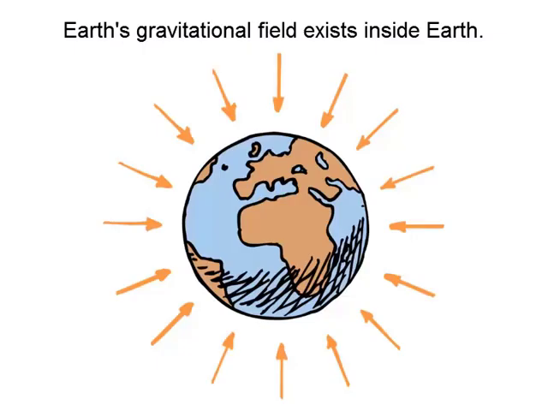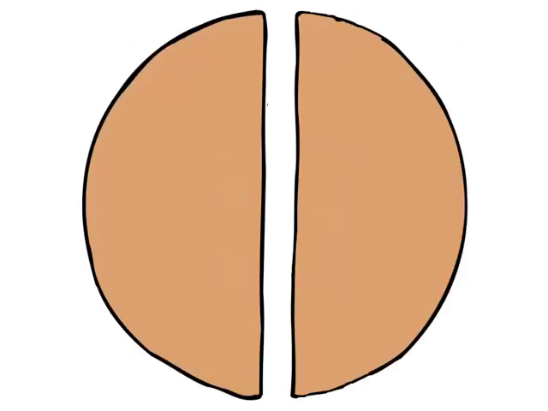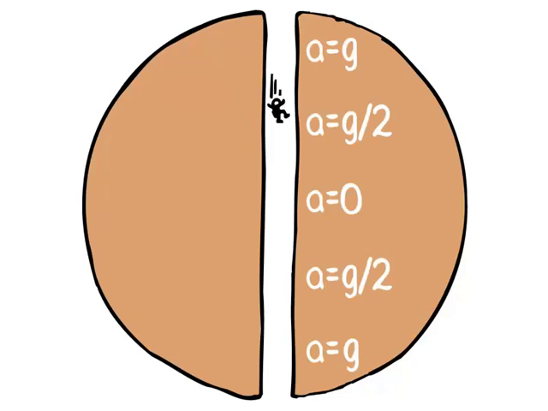The gravitational field of Earth exists inside Earth as well as outside. Imagine a hole drilled completely through Earth. Consider the kind of motion you'd undergo if you fell into this hole. As you fall into the hole, your acceleration diminishes. The pull of the mass above you partly cancels the pull below.